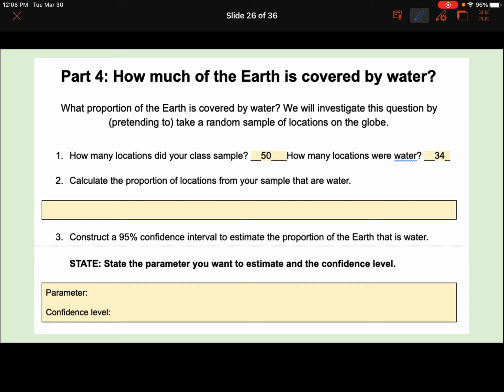Okay, so we're going to be discovering how much of the earth is covered by water. I'm sure some of you know this or know where to find that information, but we're going to pretend we don't actually know. So what proportion of the earth is covered by water? We're going to investigate this question by pretending to take a random sample of locations on the globe.